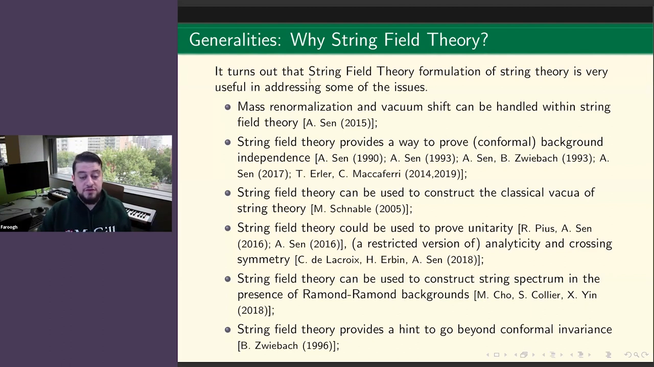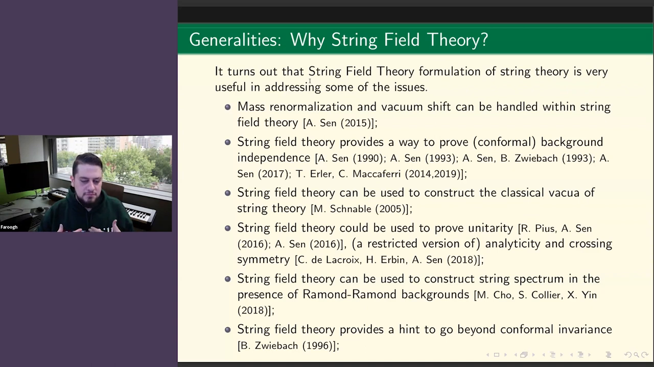And string field theory actually can provide a way to construct the classical vacuum of string theory. The classic example is the paper of Schnabl, where he constructed a solution to Witten's open string field theory. And because string field theory is a quantum field theory, the methods of quantum field theory can be used to prove analyticity, unitarity, and crossing symmetry. For example, for unitarity, you can just develop the cutting rules, which is developed in a paper of Pius and Sen, and show that they satisfy these Cutkosky rules.